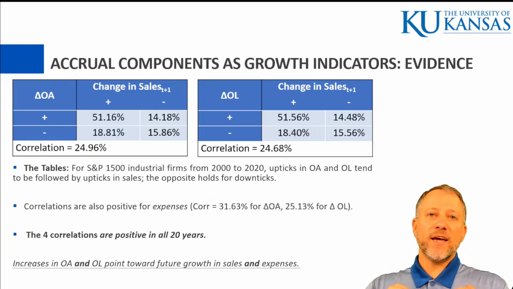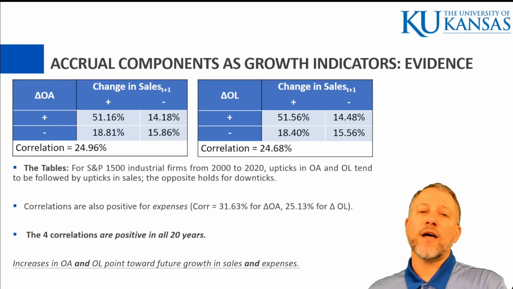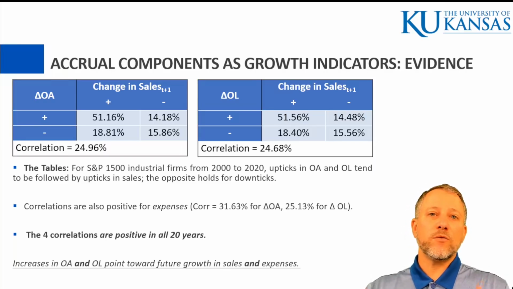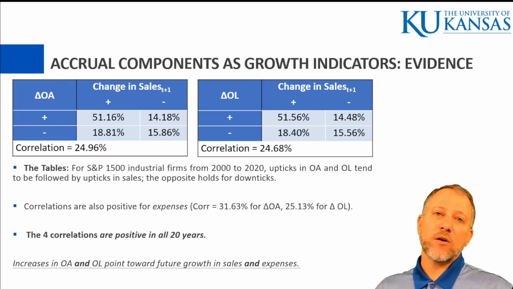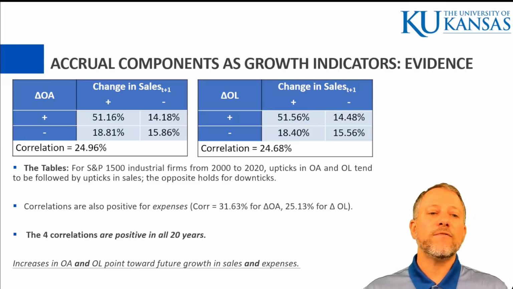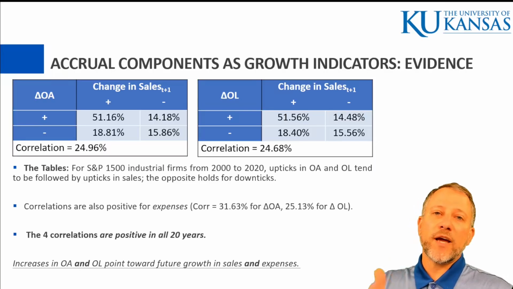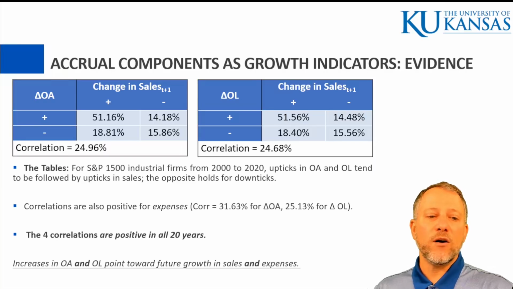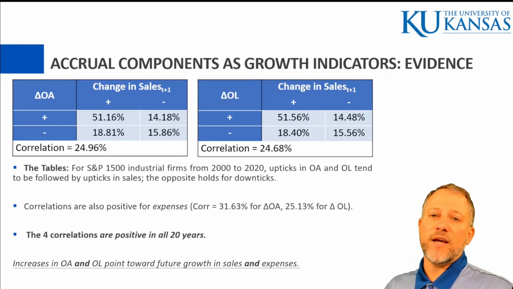So at the end of the day, the answer is yes. Growth in the balance sheet, whether it's growth in the asset side or the liability side, predicts growth in the income statement, and that growth is going to be reflected in both sales and expenses. These correlations are very robust. This is pooled data for all the 20 years, but if you look at any year individually, these correlations are always positive in all 20 years of the data.